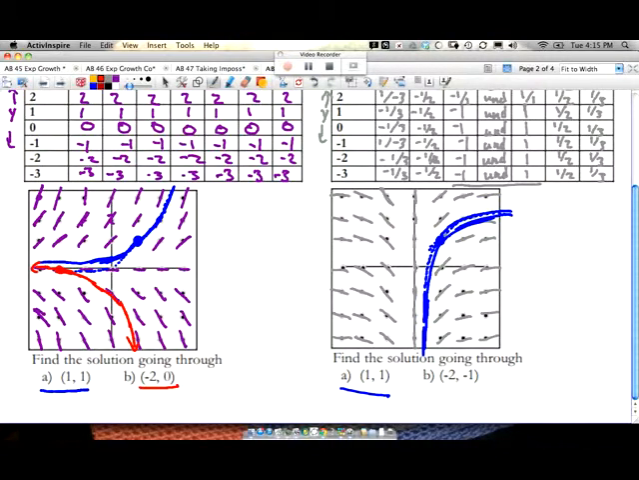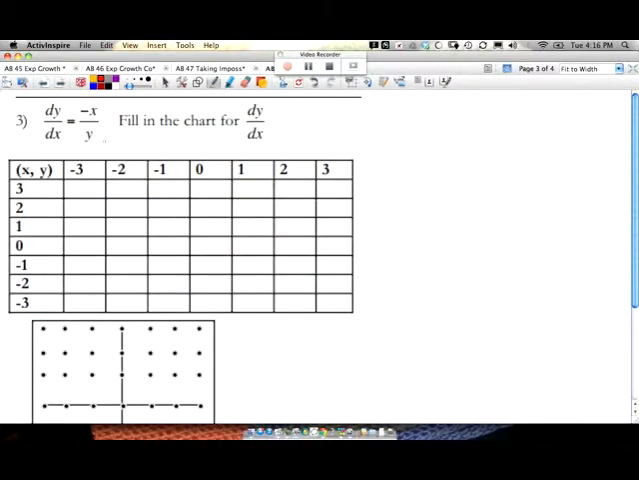Through negative 2, negative 1. So it's going to be negative 2, negative 1 right here. Again, we're kind of just following this path. And that would be close enough for us to draw in the solution there. All right, so that was it. That's all we really had to do. Let's do it again, though. We're going to do a couple more here. Same idea. We're going to draw the slope fields, calculate them, and then get them from there.